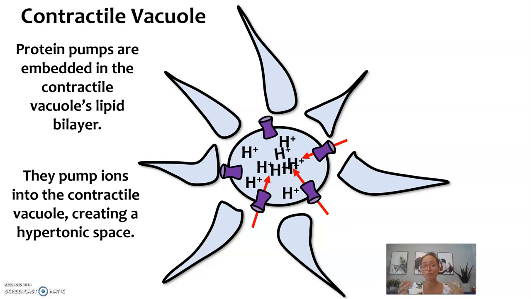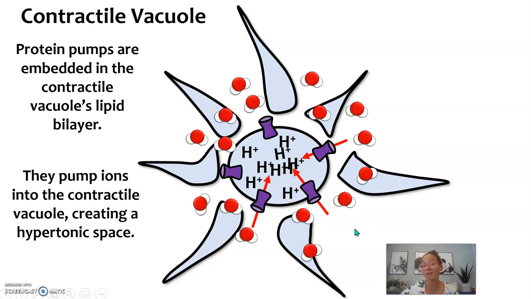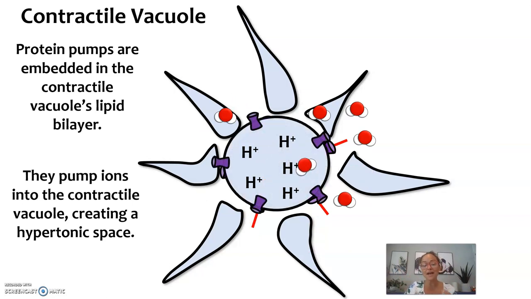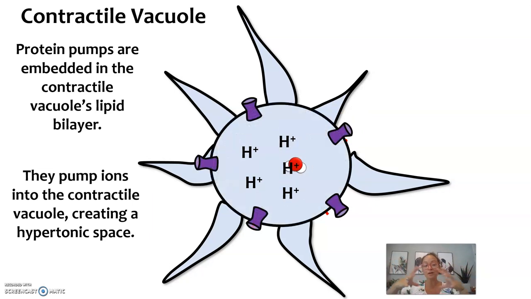Now, why this is so rad is because now water molecules are going to follow by osmosis. So they're hypotonic outside of this contractile vacuole, so in the cytoplasm. Now they're going to flow within that contractile vacuole by osmosis, passive transport. Now this causes that contractile vacuole to swell and gain mass, right? It's gaining water volume. So the contractile vacuole increases in size.